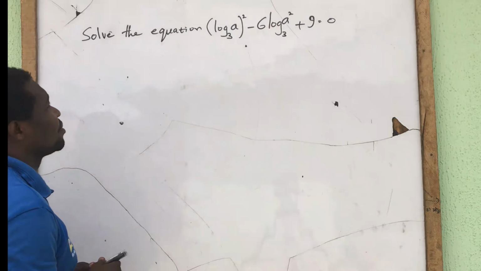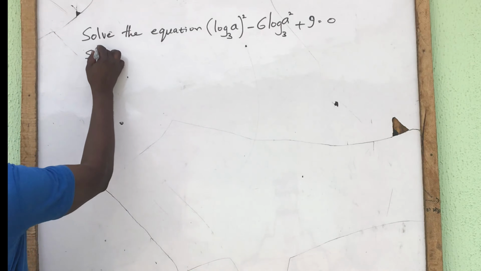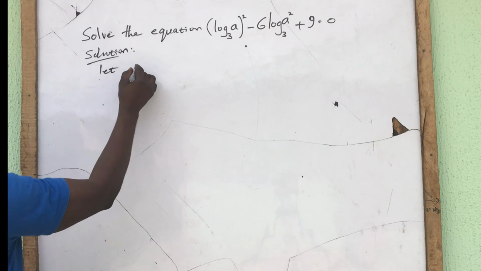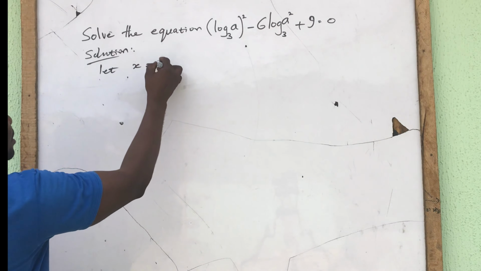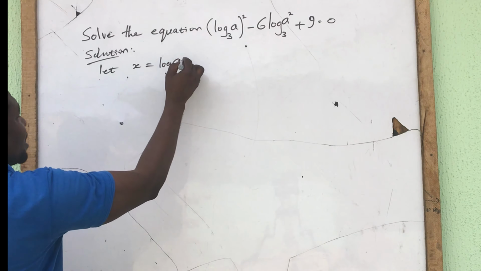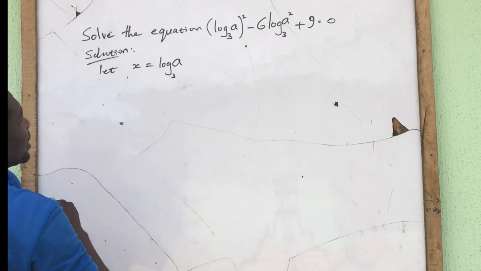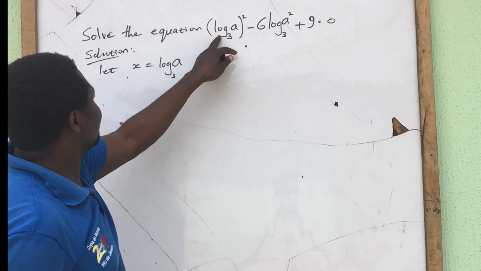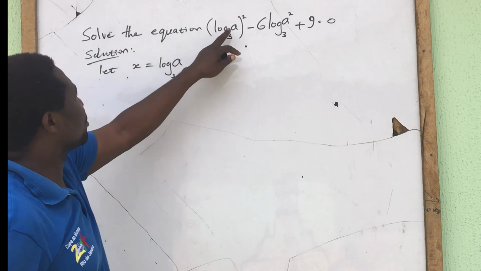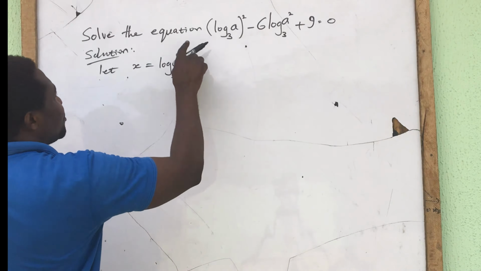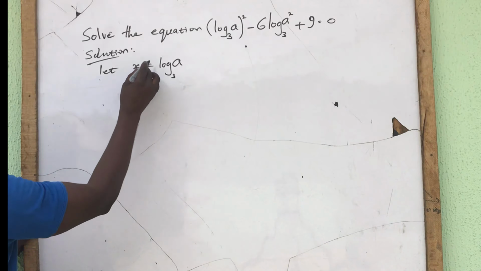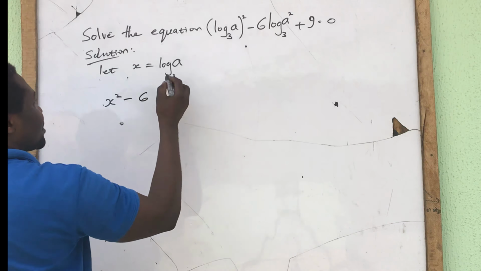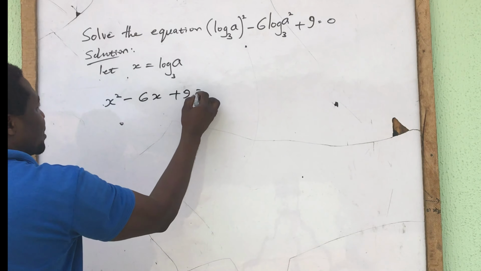So what we are going to do first here is substitute. Say let x equal log a base 3. So anywhere we see log a base 3, we put x. That means the equation will become x squared minus 6x plus 9 equals 0.